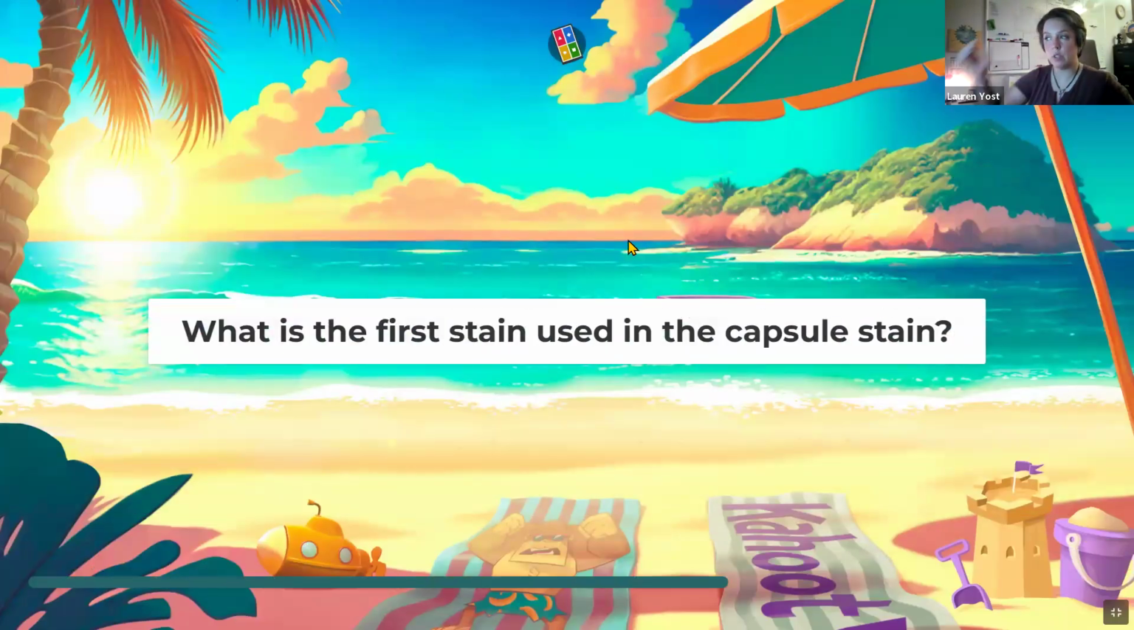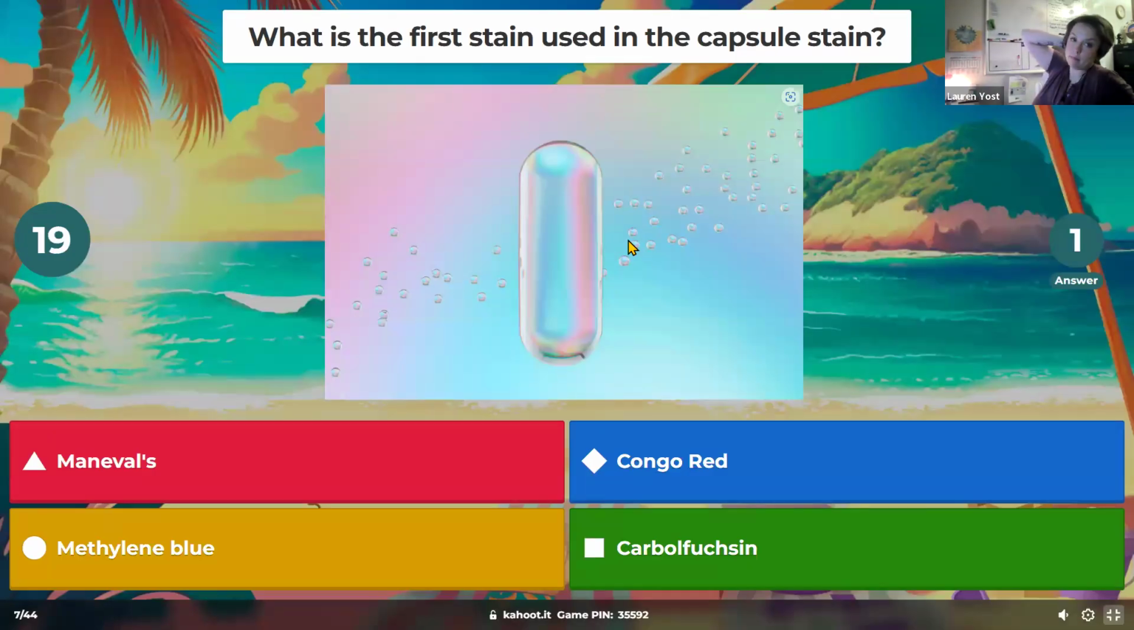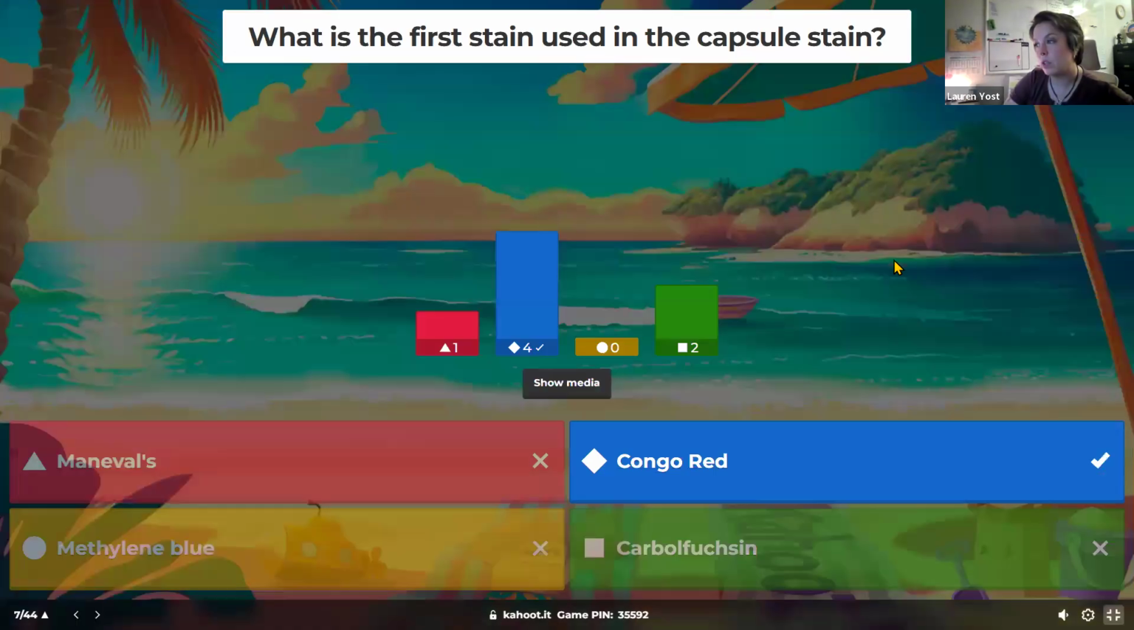What is the first stain used in the capsule stain? Okay, so this is where I'll point out to you guys that if we were to write out all the different staining procedures that we use, we really only have four. We only have four staining procedures. So definitely have a way in your mind for quick access to recall what the four stains are and what a positive and negative would look like. If you can remember what a positive looks like for each of those four major stain types, then that's going to give you a pretty good baseline of how to answer the questions, honestly.